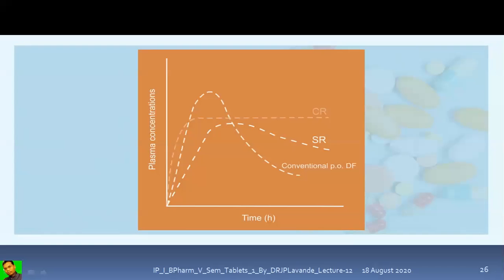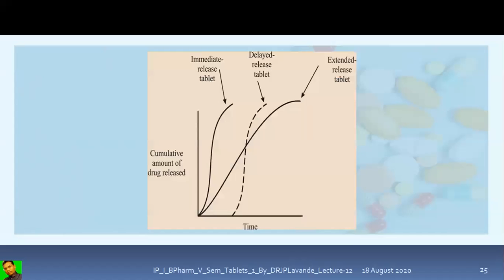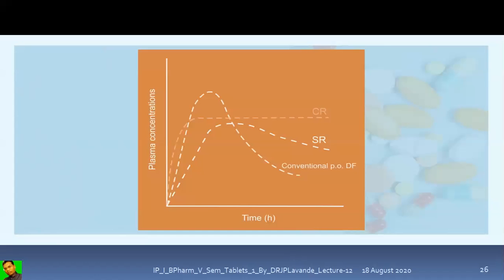Now this is the time versus plasma concentration curve for the conventional per oral dosage form. As soon as we check, the peak plasma concentration is achieved, and then further it goes on reducing. In case of the sustained release one, slowly it rises, then it goes on decreasing, and in case of the controlled release, it quickly rises and it will be maintained for a longer period of time in a controlled fashion. So these are the different types of tablets: the immediate release tablet, the delayed release tablet, the extended release tablet, then the conventional per oral dosage form, the sustained release, and the controlled dosage form.